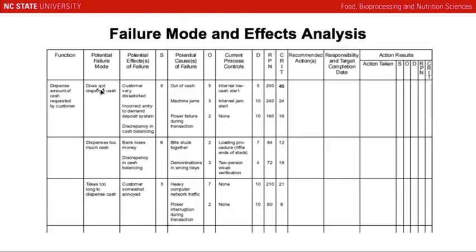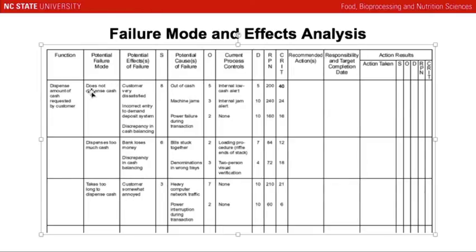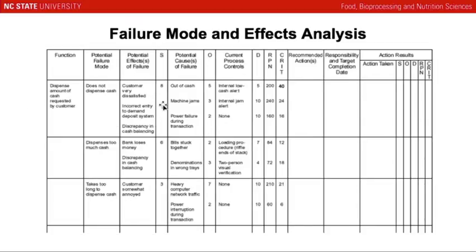For each one of these failure modes, you identify the effects of that failure. So if it doesn't dispense cash, then the customer is going to be very dissatisfied. And you'll have an incorrect entry to demand deposit system, and there will be a discrepancy in cash balancing. So there's multiple effects for this one failure mode. And for each one of these effects, we identify, and it looks like this is on a 9-point scale, how severe that would be.